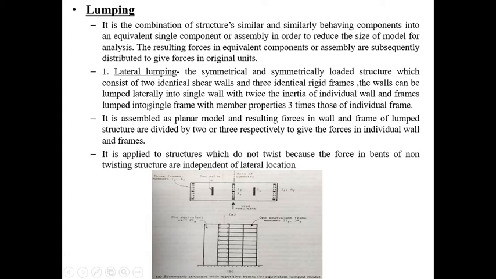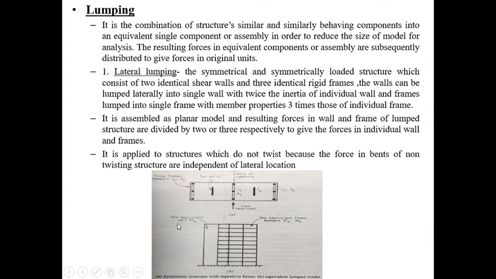Now the walls can be lumped laterally into a single wall. Whatever shear walls are there can be lumped into a single wall which will have twice the inertia of the individual wall. And these frames 1, 2, 3 also can be lumped into a single frame, wherein the property will be 3 times that of the individual frame. So whatever frame value is there, it will be 3 times that.